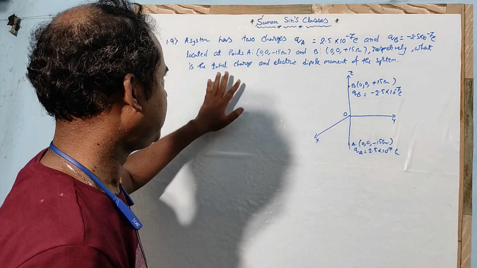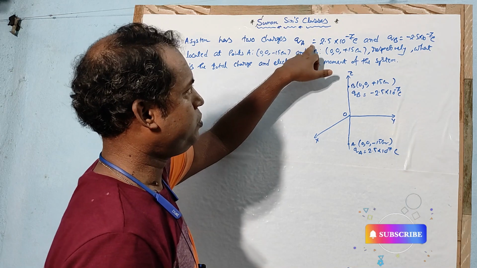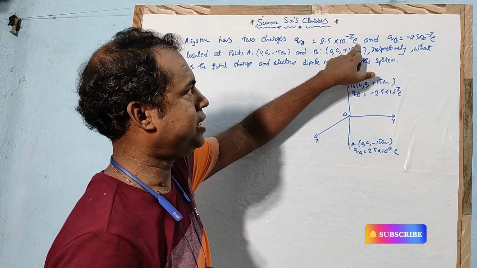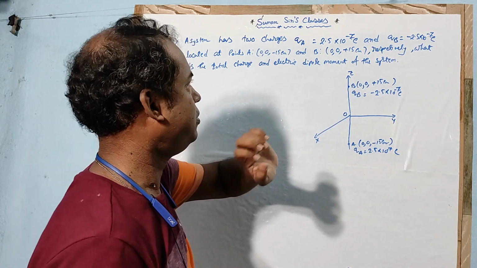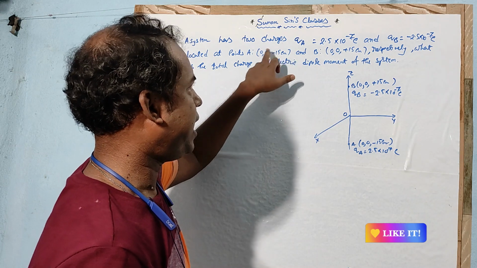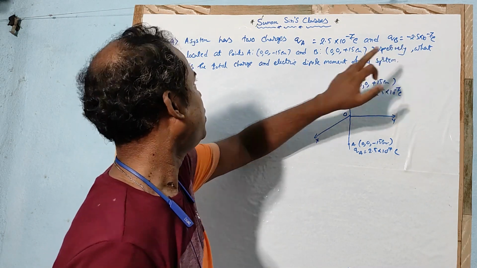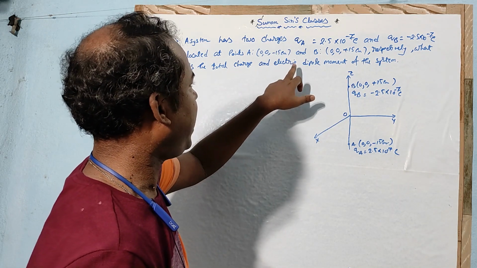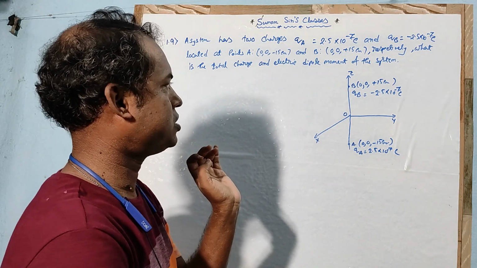Okay, so the next sum is 1.9. A system has two charges, QA 2.5 into 10 to the power minus 7 Coulomb and QB minus 2.5 into 10 to the power minus 7 Coulomb, located at points (0, 0, minus 15 centimeter) for A, and (0, 0, plus 15 centimeter) for B, respectively. What is the total charge and the electric dipole moment of the system? This is the second one, question 1.9.